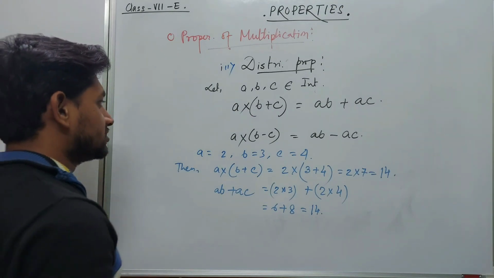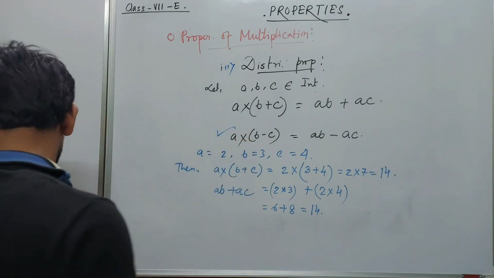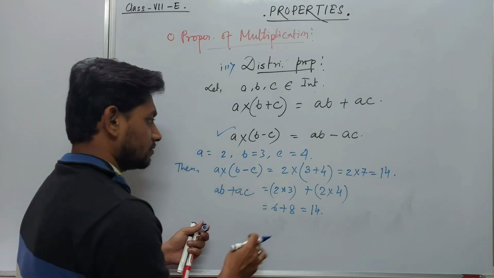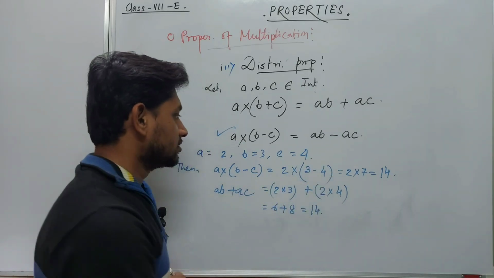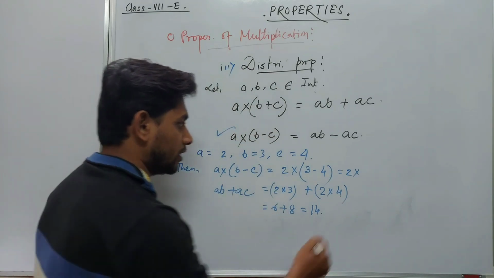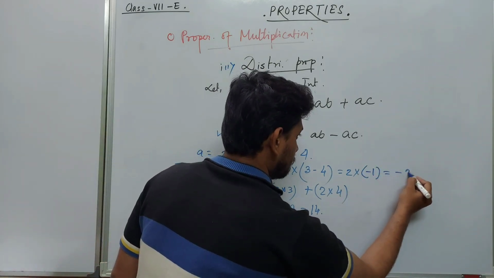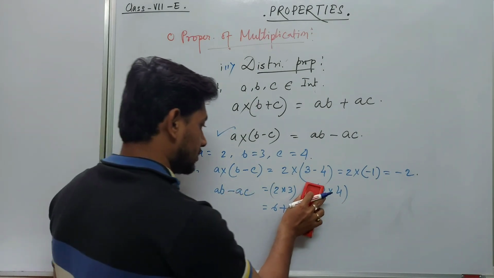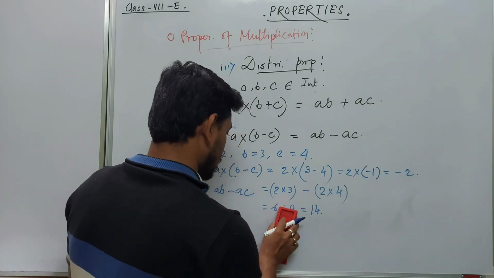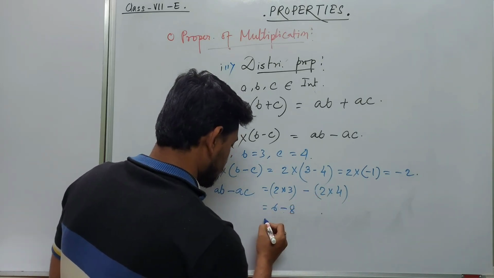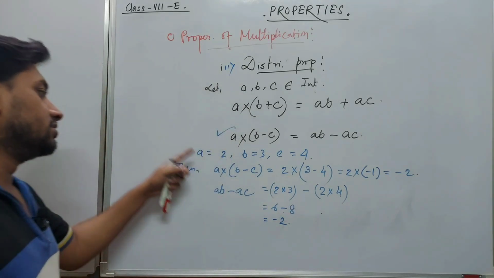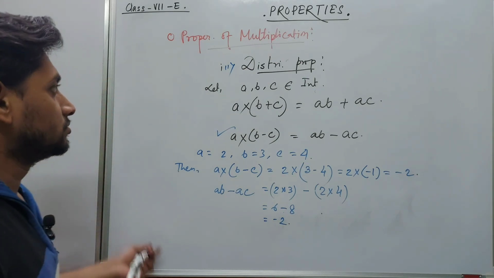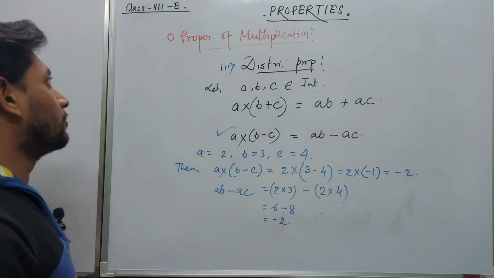Similarly, now we can check distributive property of subtraction. A into (B minus C), that is 2 into minus 1, the value will be minus 2, and AB minus AC, that is 6 minus 8, that is minus 2. That is, distributive property of subtraction under multiplication also holds. So these are the properties of multiplication.